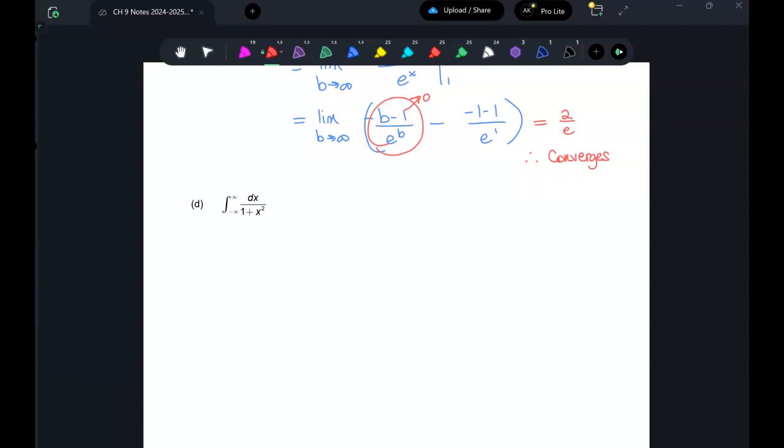I made it pi over 2. I made the integral from a to 0. So we'll make it from a approaching negative infinity, from a to 0. So I got pi.